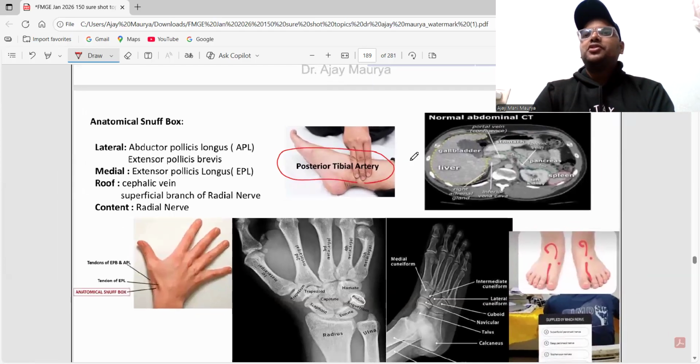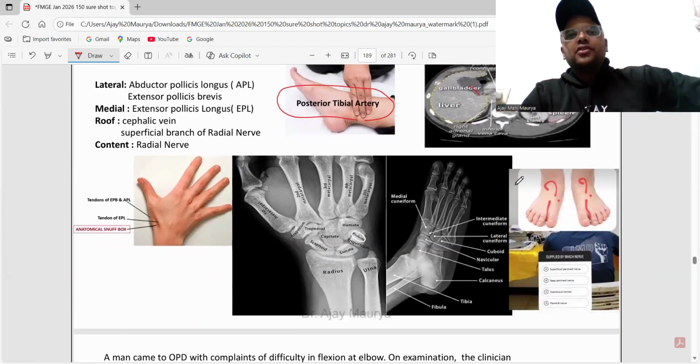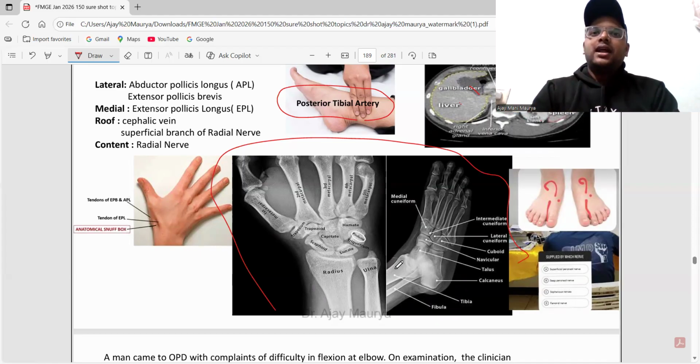Sometimes they are going to ask questions where they mark what is this, what is this: the gallbladder, liver, stomach. This is what you have to label on the CT. Sometimes they are also going to give images of your wrist and foot, and you have to identify the bones. Bones are very important. This is the ulna, this is the radius.